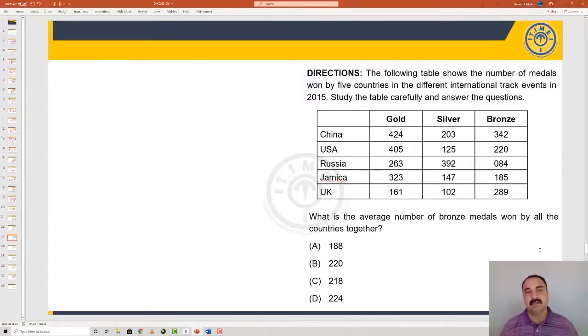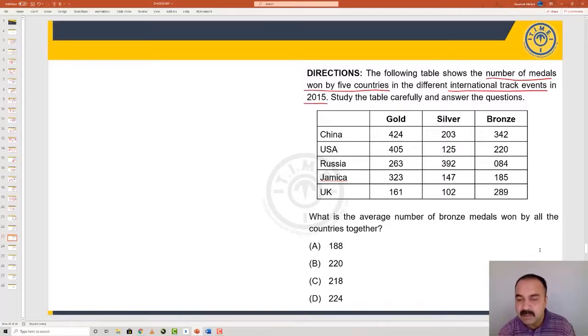Let's look at the last practice caselet on tables in data interpretation for today's class. We have a table which shows the number of medals won by 5 countries in the different international events in a given year, 2015. So you have gold, silver, bronze, and you have these 5 countries being compared: China, USA, Russia, Jamaica, and UK. Anyways, so the numbers are important.